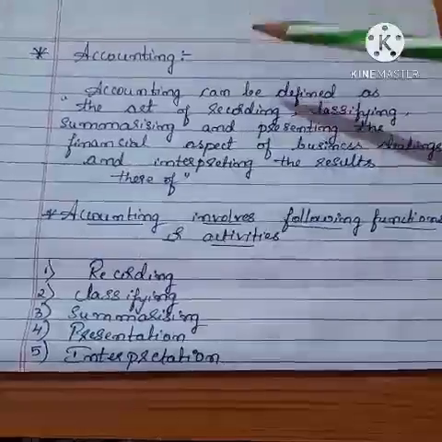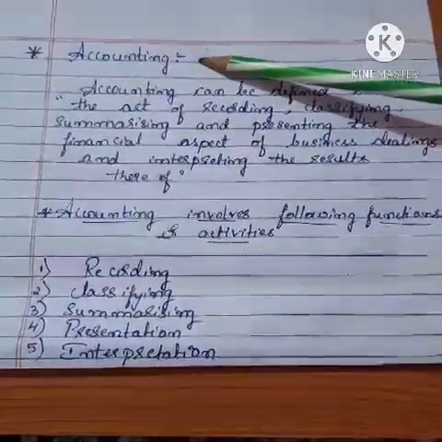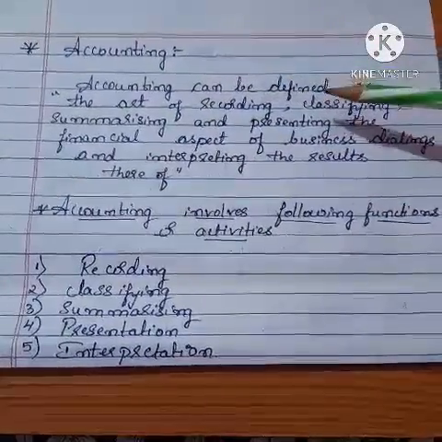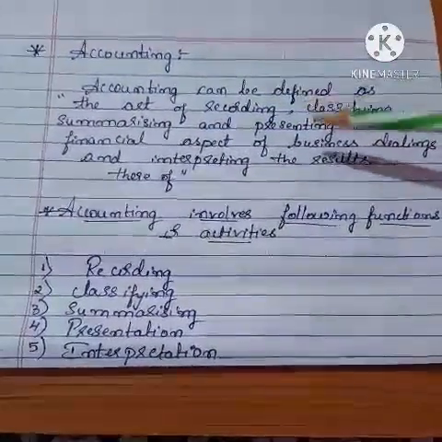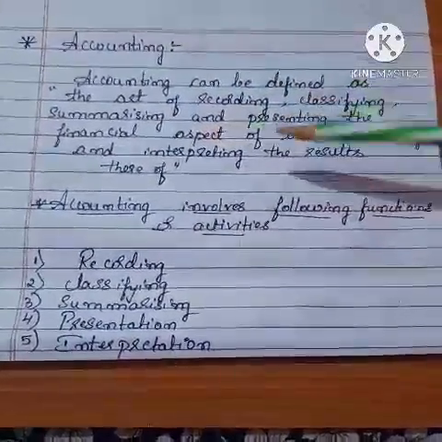So the next term is accounting. This is the main and important term. What do you mean by accounting? Accounting can be defined as the art of recording, classifying, summarizing and presenting the financial aspects of business dealings and interpreting the results thereof.